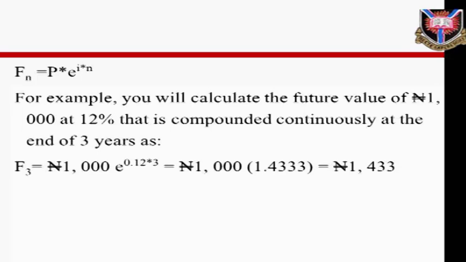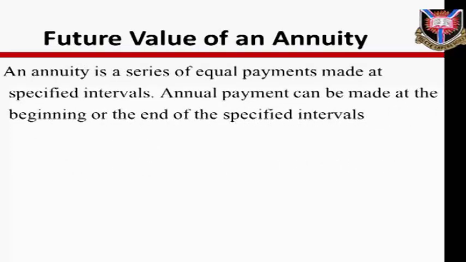For example, you will calculate the future value of 1,000 naira at 12%, compounded continuously at the end of 3 years as F3 equals 1,000 times e to the power 0.12 times 3, which equals 1,000 times 1.4333, which equals 1,433 naira.